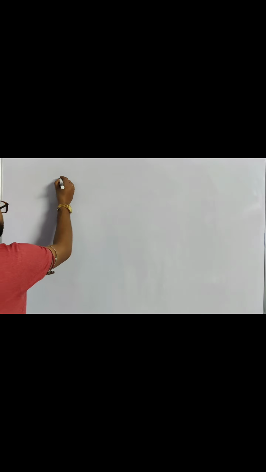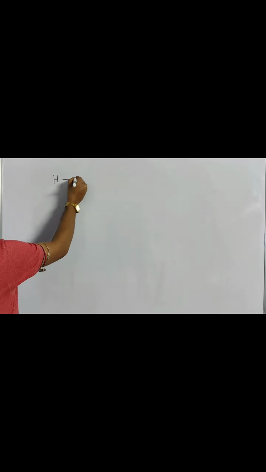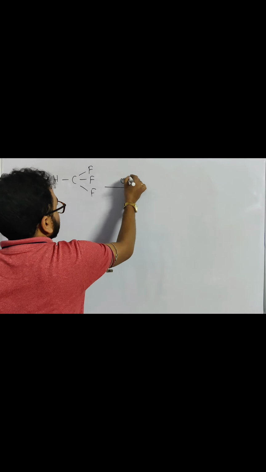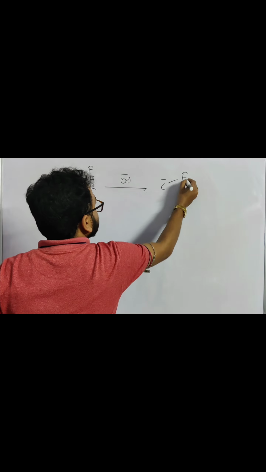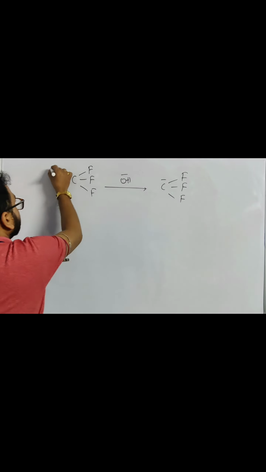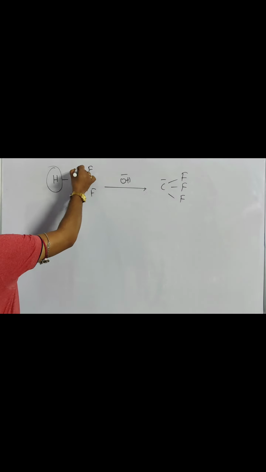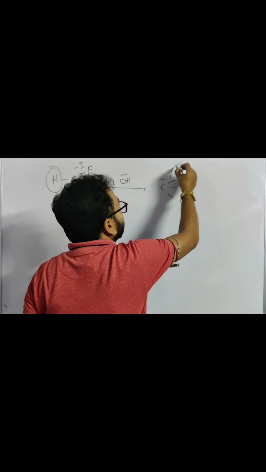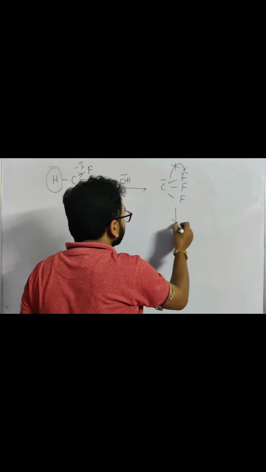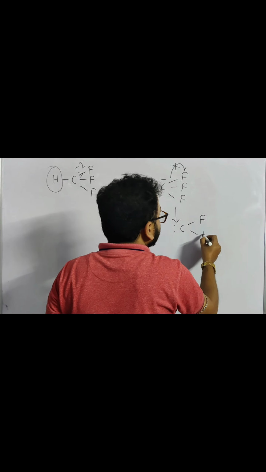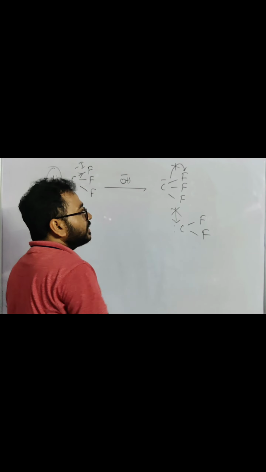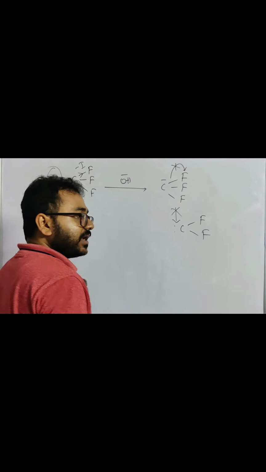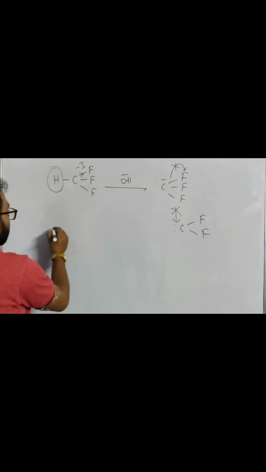To understand the Reimer-Tiemann reaction more deeply, think what will happen if we take CHF3 instead of chloroform. Due to the presence of base, it will form this again. In this case, the hydrogen is more acidic due to the stronger minus I effect of fluorine. But fluorine will not leave and it will not form difluorocarbene, because fluorine has poor leaving aptitude. C-F bonds are much stronger, so it will not form.